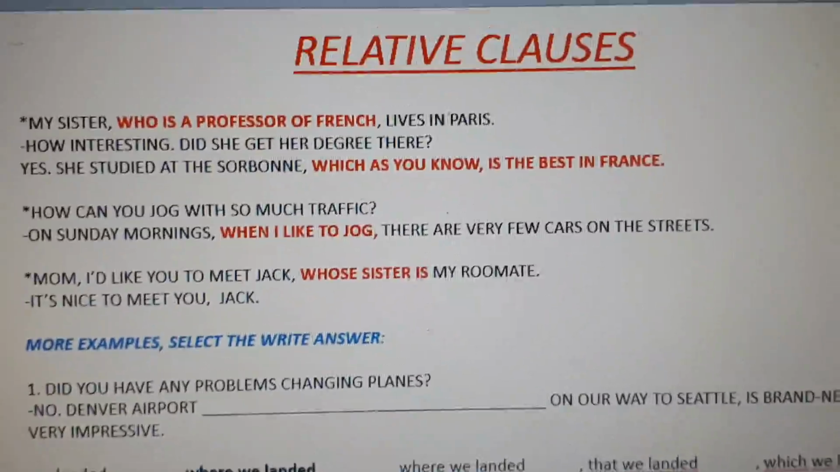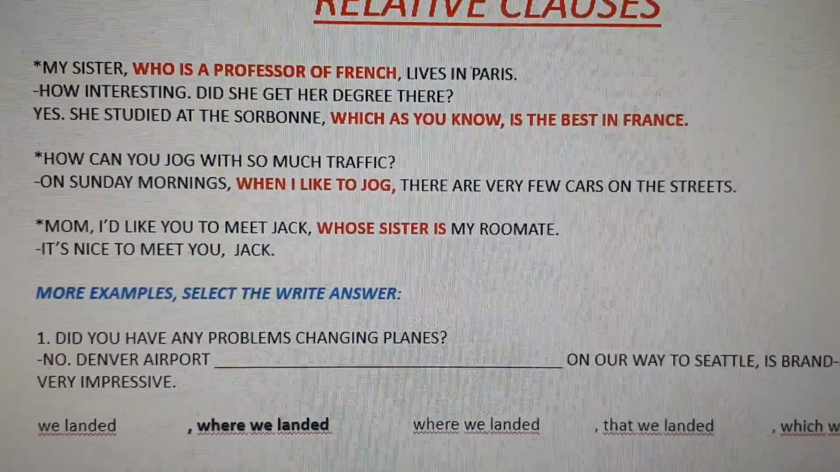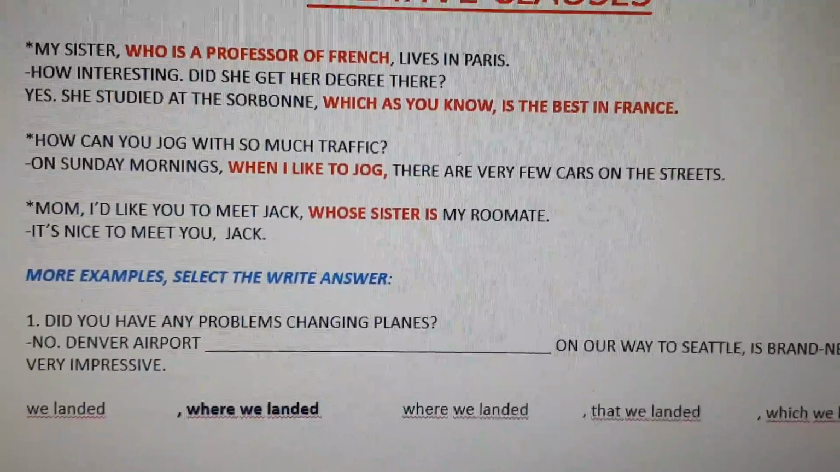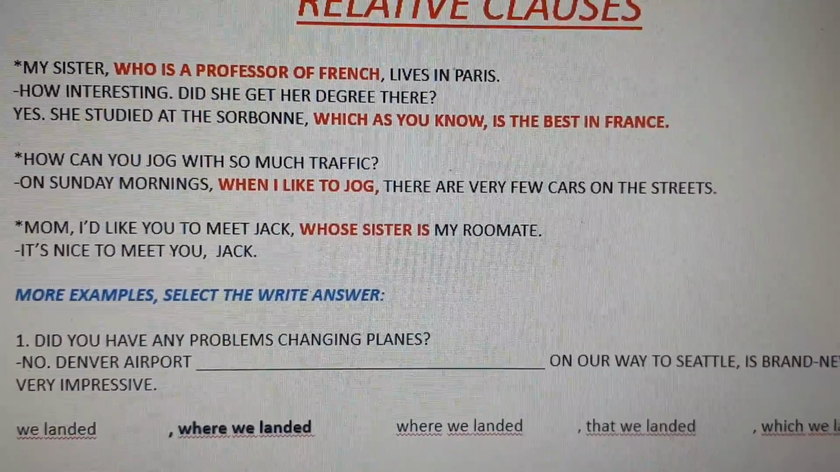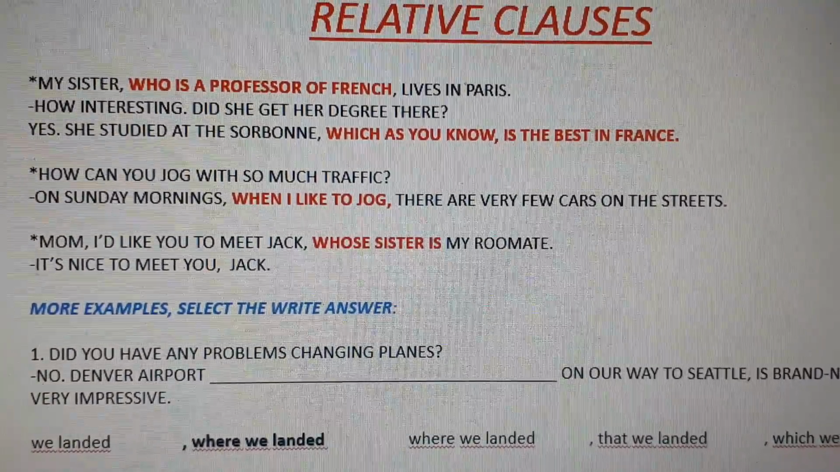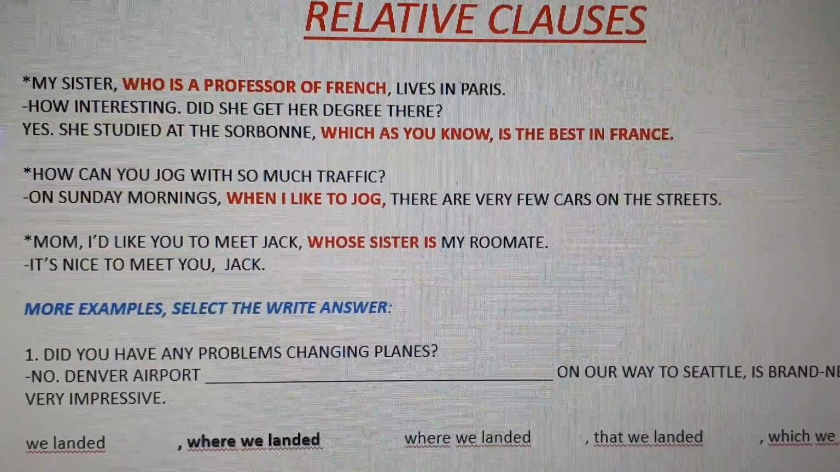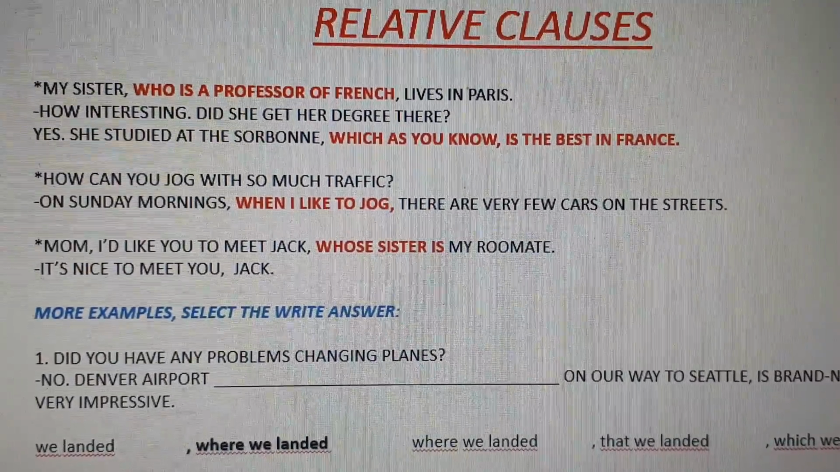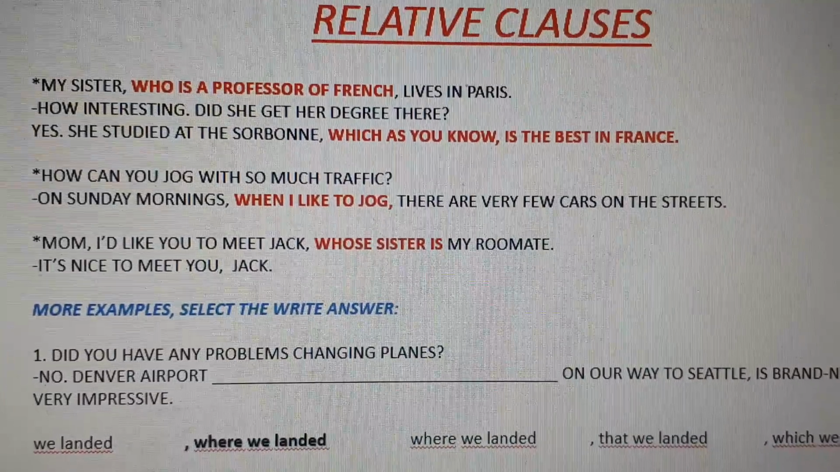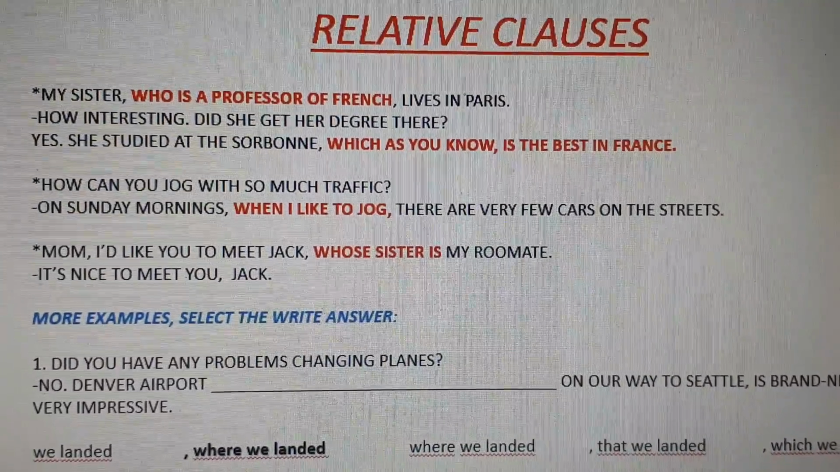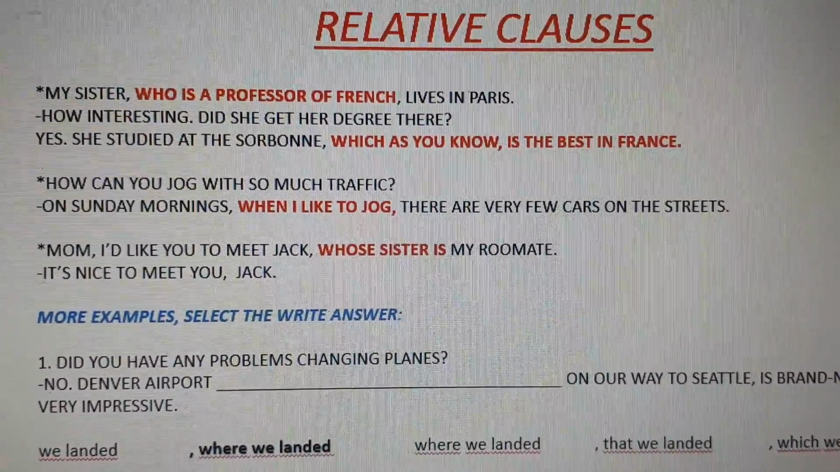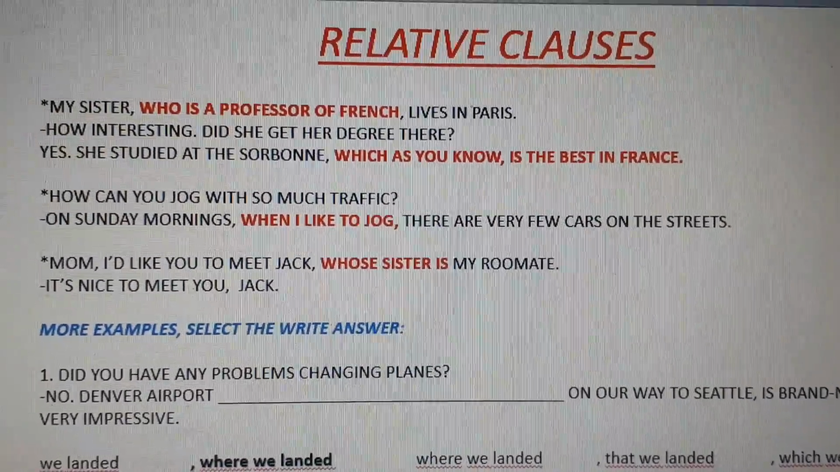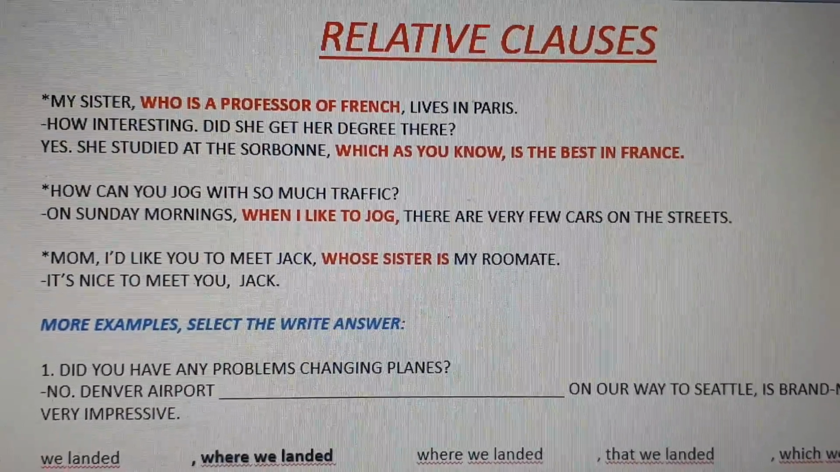For example, my sister, who is a professor of French, lives in Paris, okay? How interesting, did she get her degree there? Yes, she studied at the Sorbonne, which, as you know, is the best in France, okay? At the Sorbonne. Sorbonne is a place, okay? So we need to work with which, okay? And before that, my sister is a person, so we need to work with who, okay?